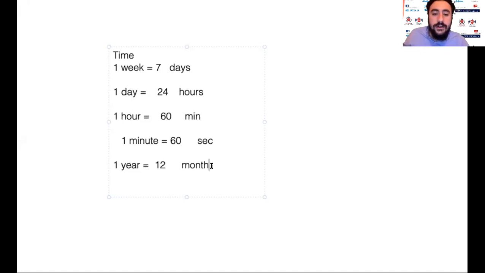Okay, so that's it. That's about time. 1 week, 7 days. So when I talk about two weeks, you are going to multiply by 7. Keep it in your mind, multiply by the greatest. If you want to convert from week to day, multiply by 7. So 2 weeks, 2 multiplied by 7, 14 days. 3 weeks, 3 multiplied by 7, 21 days, and so on. 1 hour, 60 minutes. What about 2 hours? 2 times 60, 120 minutes, and so on.